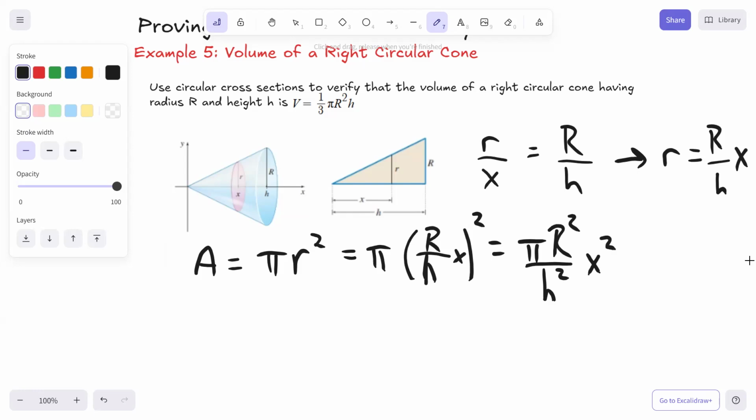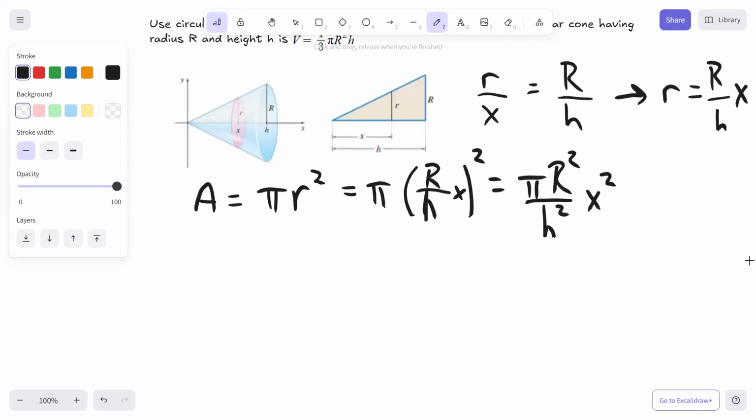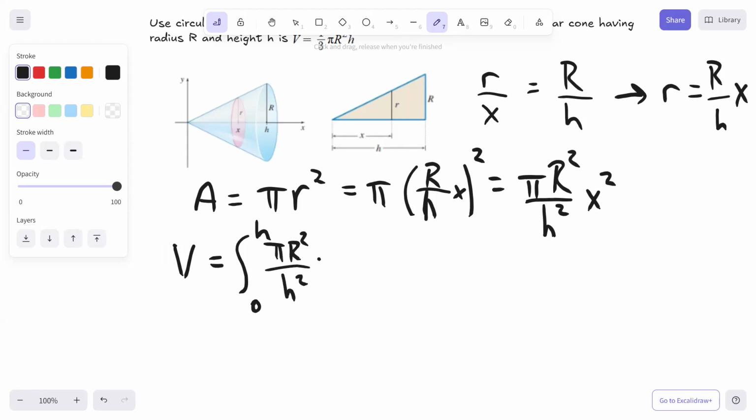And since this area function is a continuous function of x, remember x is where the slice was made, the volume of the right circular cone is given by integrating the area function over the interval. So if we go from 0, where the cone's tip, the vertex, is, to h, where the cone finishes, we can integrate the area function over that interval. So pi capital R squared over h squared x squared dx. And remember, pi, capital R, and h all represent constants. The variable here is x, and that's where you are slicing the cone, so to speak.